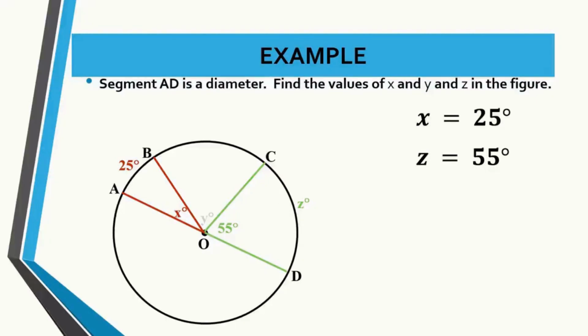Next, given na si arc AB ay 25, arc CD ay 55, so ang wala na lang natin si arc BC at ang sukat ni angle Y. Okay, so sabi kanina, ang segment AD ay 180 degrees, then we can say that 55 plus 25 is equal to 80. And 180 minus 80 is equal to 100 degrees. So, meaning, x is equal to 25 degrees, z is 55 degrees, and y is 100 degrees.